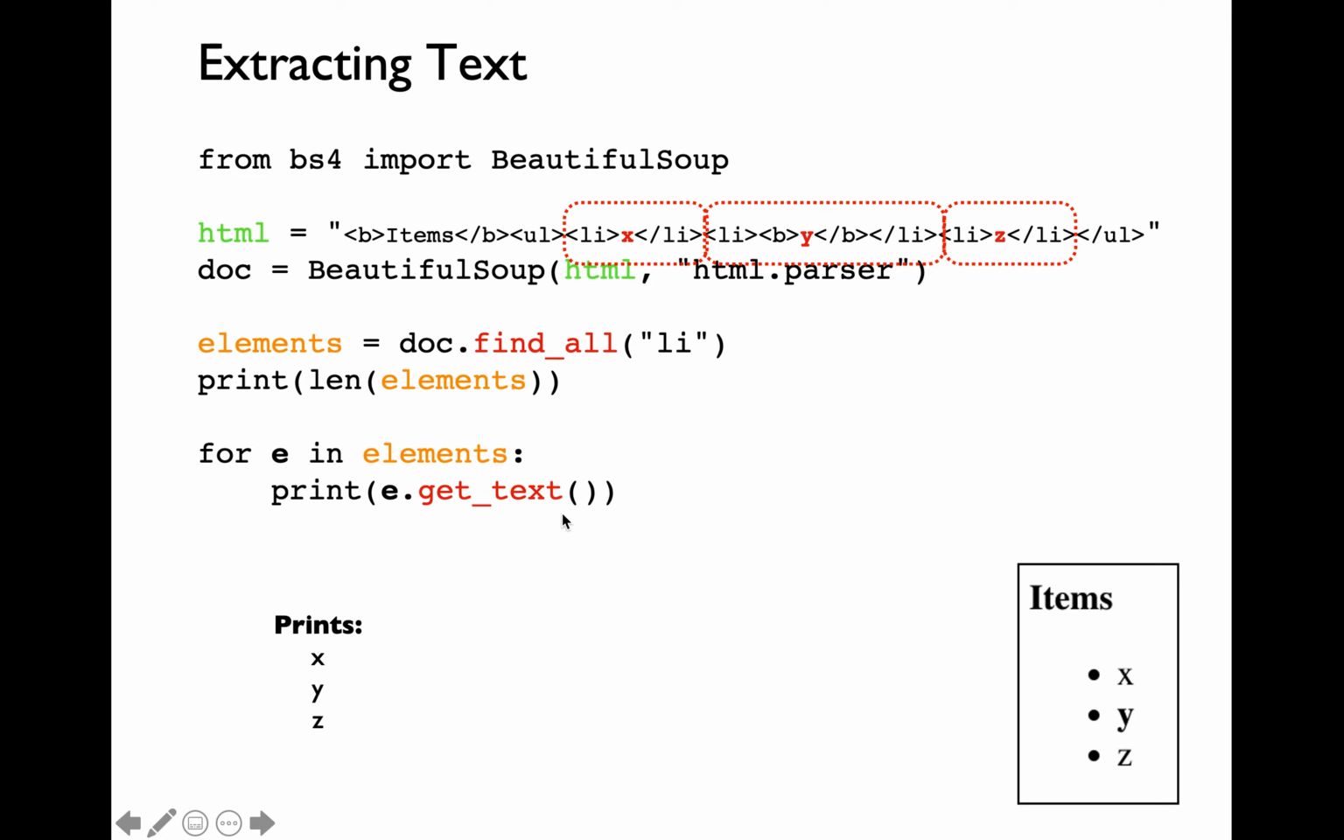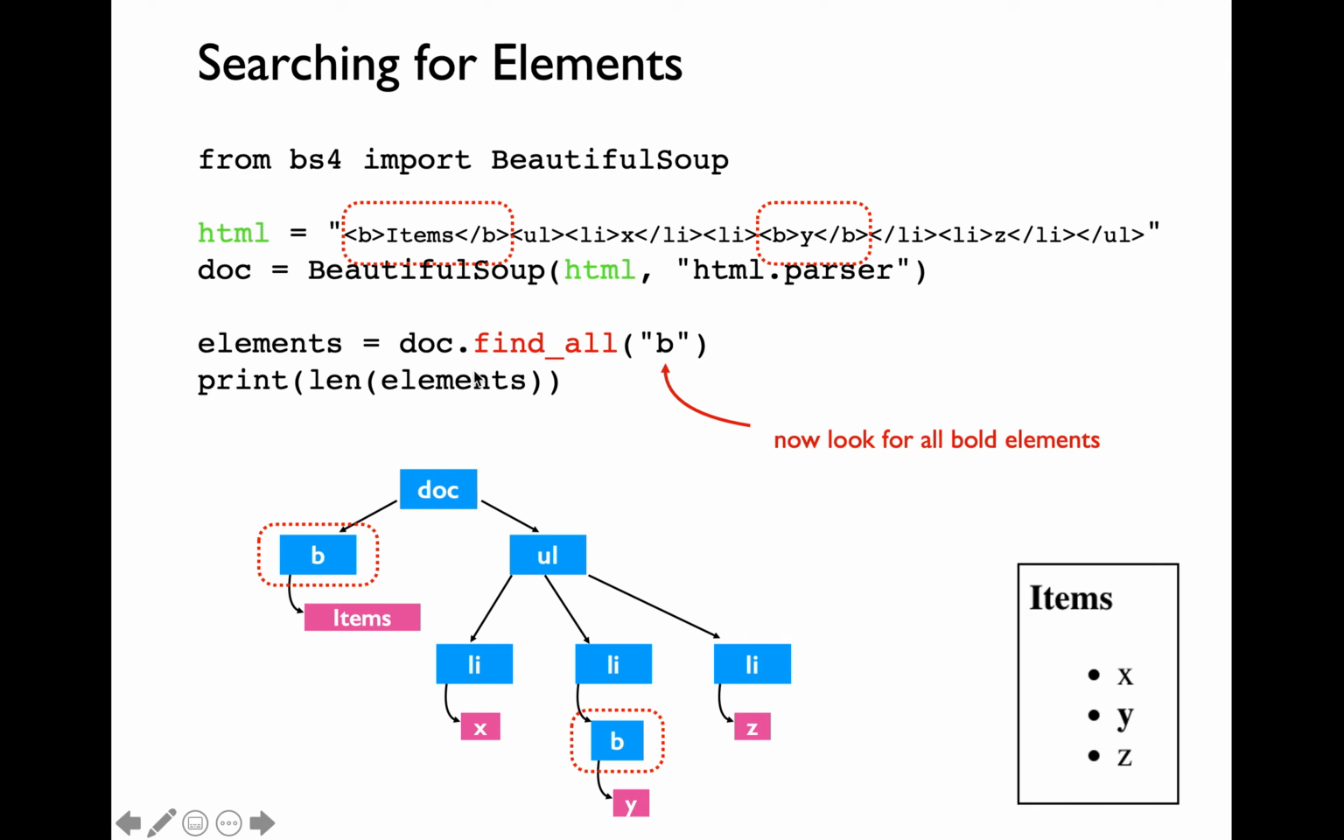The get_text function will only retrieve the text within that particular element. Let's go through one more example. You can use the find_all function to retrieve non-contiguous elements. An example would be if you invoke the find_all function on doc by passing the string b as argument.